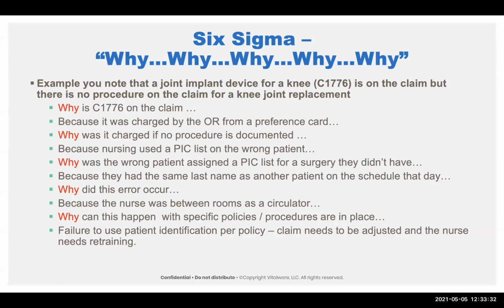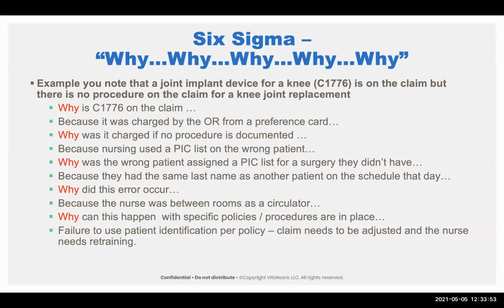You note a joint implant on the claim, but there's no procedure for a joint. So why is it there? Because it was charged by the OR from a preference card. Well, why was it charged if there was no procedure? Well, because the preference card was on the wrong patient. Well, why was it on the wrong patient? Oh, they had the same name as another patient on that same day.